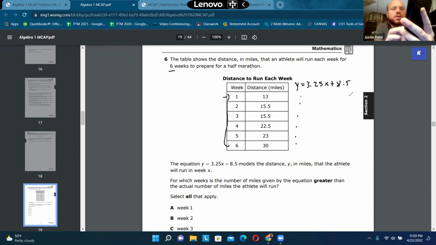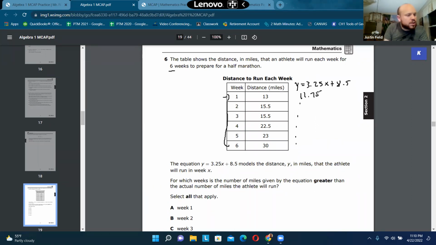So 3.25, and the x button is right here, and plus 8.5. So I type that into y equals. Now I'm going to press second graph, and check it out. It gives me all the values right away. So I can just write those down. 8, 11, oh no, it's not 8. 8 is for 0, but 1 is 11.75.